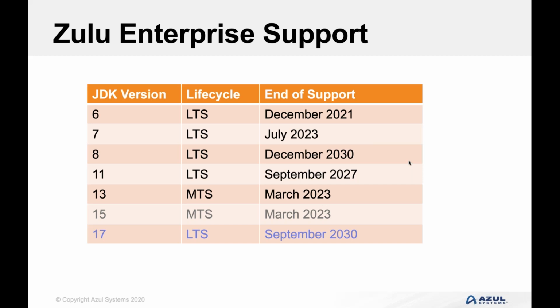JDK 7 is July 2023. JDK 8, because that's the one that a lot of people want to continue using, we're going to continue supporting until December 2030 at the moment. JDK 11, current long-term support release, will be provided updates until September 2027, and then JDK 13 until March 23. Same for JDK 15, and then JDK 17, the next long-term support release, until September 2030.